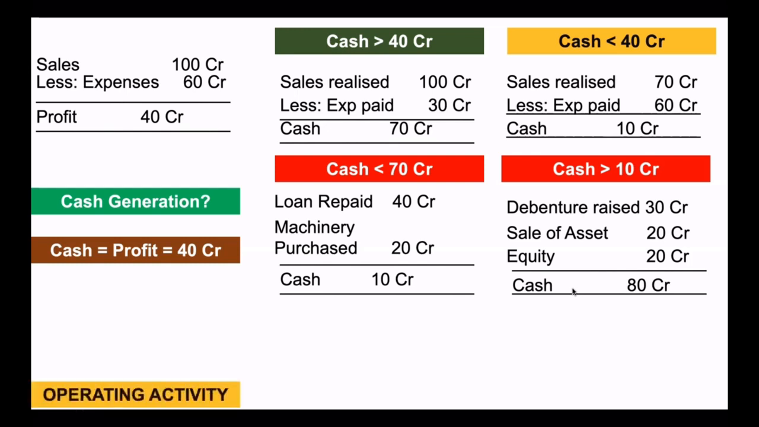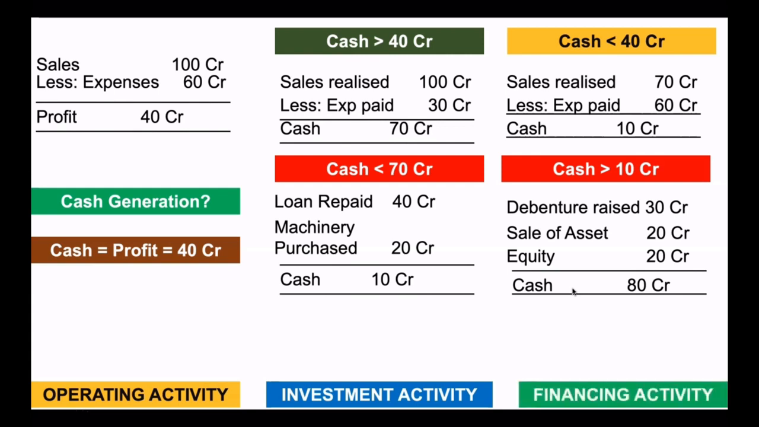We call them cash flows from operating activity, cash flows from investment activity, and cash flows from financing activity. Look at this 70 crore. This is a cash flow from operations, operating activity. Whereas this 40 crore repaid is a result of financing activity. They raised finance in the past. They are repaying that now, financing activity. Look at this machinery purchase of 20 crore. They are investing their money. It's an investment activity. Whereas this debenture of 30 crore money coming in is the result of financing activity.